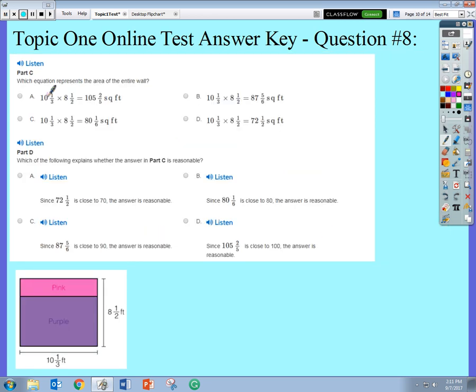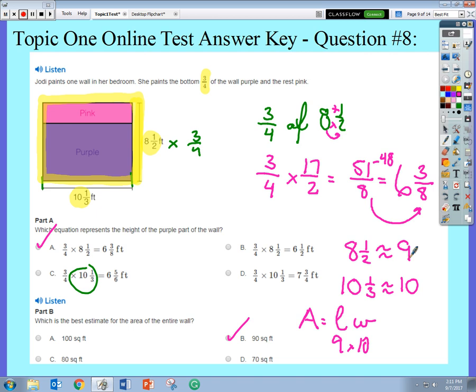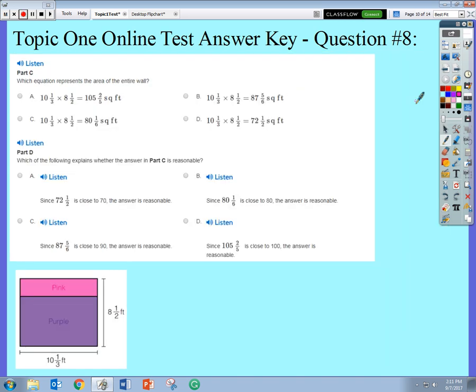Let's look at this next one. Which equation represents the area of the entire wall? Okay, now, it looks like they all have a 10 to the third times 8 and a half. That doesn't help me. But going back to my estimate, remember I estimated up, estimated down a little bit, and I got an answer of 90 as an estimate. This gives me answer 72. No thanks. This gives me answer 80. No thanks. This gives me 87 and 5/6, 105, excuse me, and 2/5.